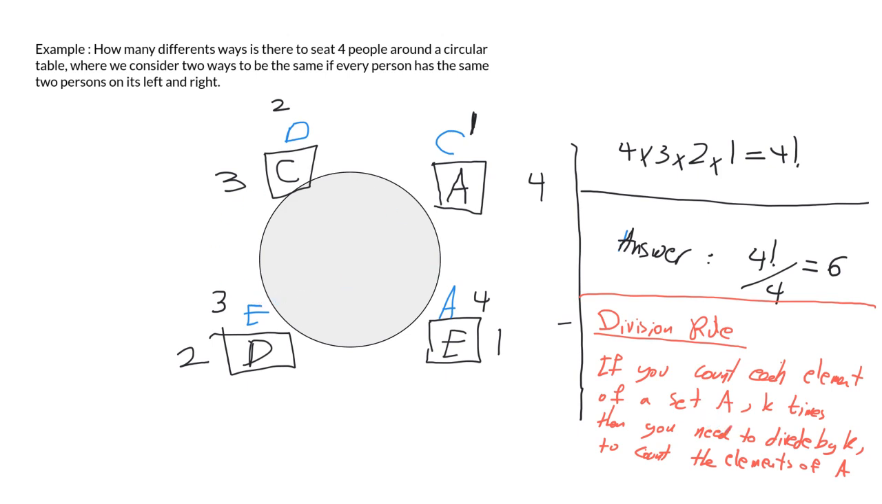Here our set A, which we want to count, is the total number of possible seatings of people around the table, where each two seatings are the same if the people have the same left and right person around them. We saw that if we count instead just the different possibilities in these four squares, we actually have counted each different seating 4 times, and therefore to get the number of different seatings, we have to divide by 4.